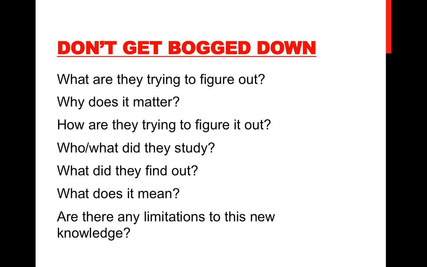A sub-question to the how are they trying to figure it out is who or what did they study? So sometimes we have to have a sample population of people that we're going to study. Maybe they wanted to focus on 11 to 15-year-old males, for instance. Or maybe they wanted to focus on only people over the age of 65. But we should have some sense of who their sample population is. Maybe they tried to randomize the population and they tried to get equal representation. That's not often the case, but sometimes that is a goal of a study. But you should have some sense of who they were looking at or what they were looking at. And that's generally going to be found in the methods section.